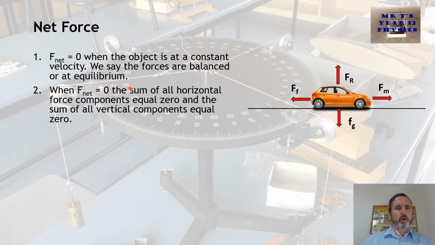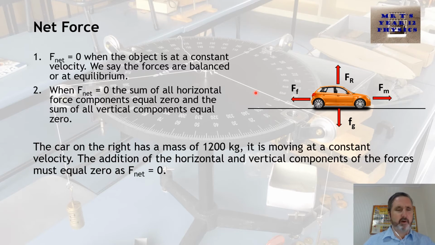When the net force is 0, then all of the horizontal components, only the horizontal components, must add up to equal 0, and all of the vertical components add up to equal 0. So if we can split all of our forces into horizontal components, we know that all of the horizontal components add up to equal 0. The same with the vertical. If we split those and add them up, we know they'll be equal to 0.